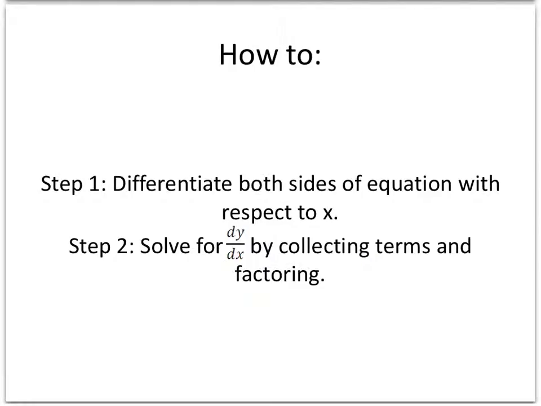So how do you do implicit differentiation? Step 1, you have to differentiate both sides of the equation with respect to x. And then, for step 2, you have to solve for dy over dx by collecting terms and factoring. Now right now that may not make a whole lot of sense, but as we do some examples later, hopefully it'll start to make a lot more sense.